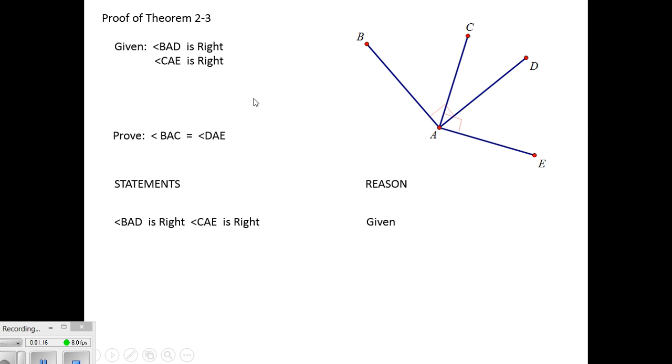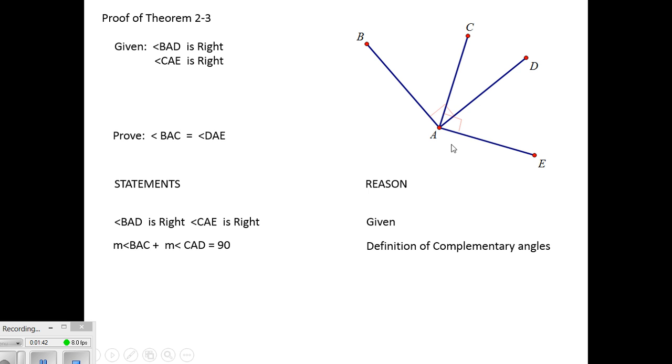And of course, based on that, we should be able to conclude something. Based on the fact that they're right angles, okay, means that they're each equal to 90. That's by definition of the right angle. Yes? So definition of, definition of complementary angle says that BAC and CAD comprise this right angle.